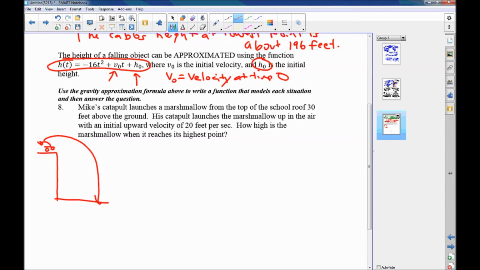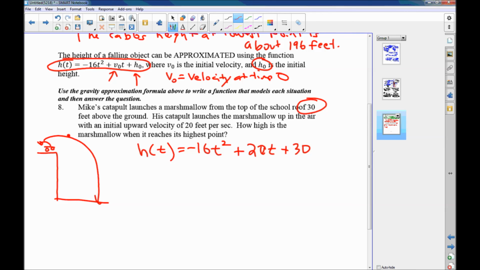Okay, so we need to write a parabola for this height. So we have negative 16t squared, there's part of our parabola formula. We have the initial velocity of 20 feet per second, so we put that in for v of 0. So 20t now. And we replace h of 0 with our starting height, and we know it started at 30 feet. So we want to see, what's the top of this parabola? Because this thing shoots like a parabola, and we want to know the maximum value. How high is the marshmallow when it reaches its highest point?